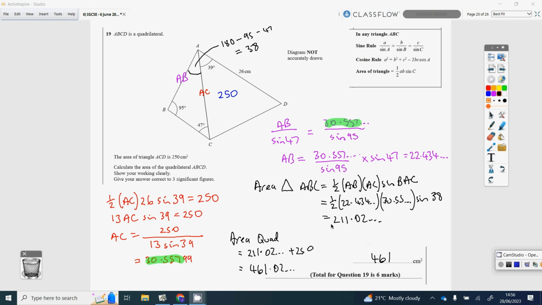Add those together, I get 211.02 dot dot dot. So the area of the whole quadrilateral is adding the two triangles together, my 211.02 added together with the 250, giving me 461.02 dot dot dot. Three significant figures, that's 461.